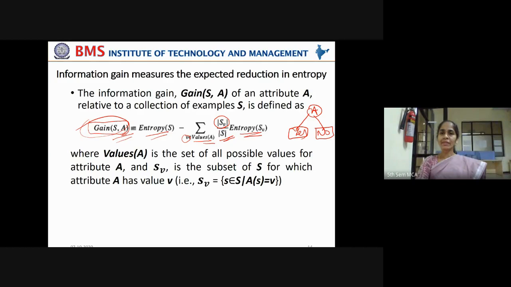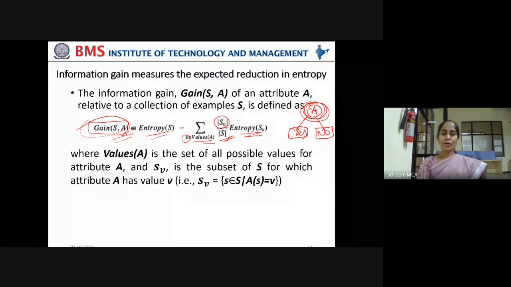In that case, we can say that its entropy is 0, right? Then we say that this is the most efficient attribute. It is perfectly classifying all the training examples by checking only on that attribute. Then we say that the information gain at this attribute is more, because the entropy is 0, very less.